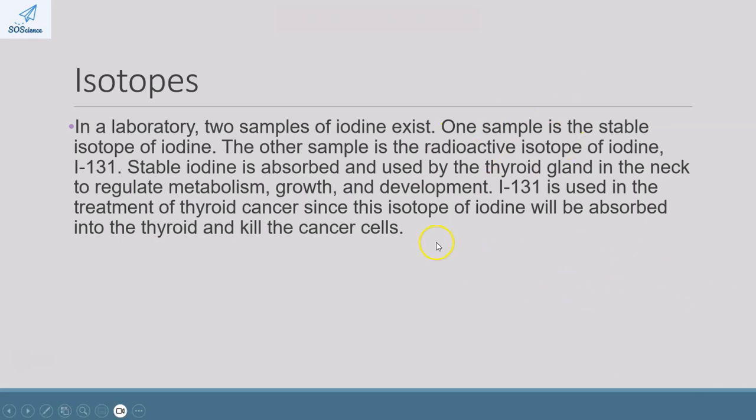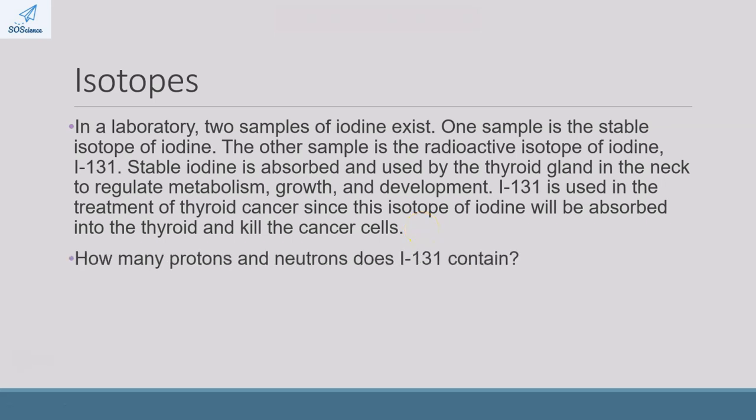Now, I-131 is used in the treatment of thyroid cancer because this isotope of iodine actually can be absorbed by the thyroid and only by the thyroid, and it is then able to kill the cancer cells. How many protons and neutrons does I-131 contain? Well, what we know is that the entire atomic mass of iodine 131 is 131 units. So we need to go to the periodic table, figure out how many protons an iodine atom will contain, and from there we can figure out the number of neutrons.